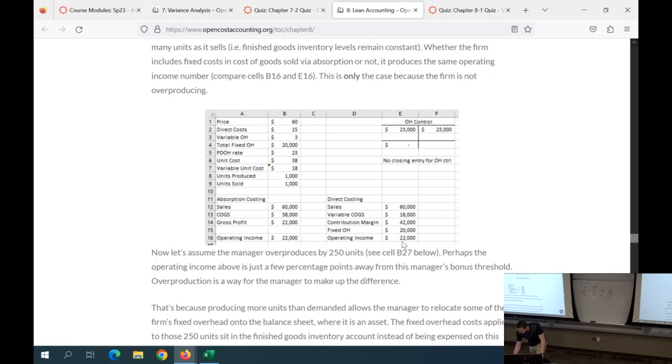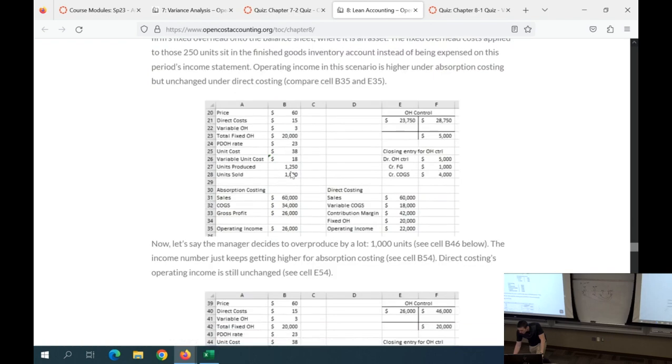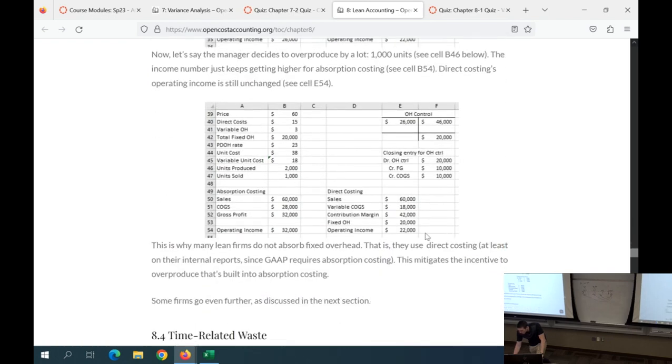And this operating income will stay the same no matter whether we produce at demand, we overproduce a little bit, look, it stayed 22,000, or overproduce a ton, it stayed 22,000. That's the reason why lean practitioners love this idea. They're like, we really don't want to incentivize the managers to overproduce because overproduction leads to inventory backlogs, and inventory backlogs are expensive. It's a wasteful cost. Let's cut that waste. Let's not give people the incentive to overproduce.